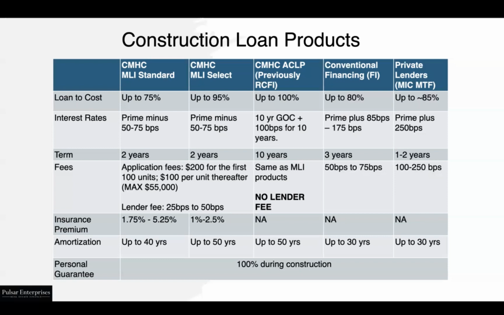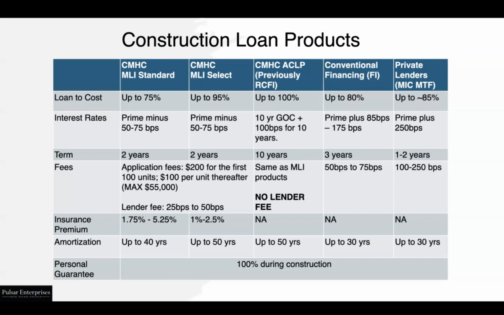And on the conventional programs, the interest rate is about prime plus 85 to prime plus 175 bips, which gives you 8 and 9% for the interest rate in today's market. And with private construction financing programs, the interest rate is about prime plus 250 bips, so right around 10%.